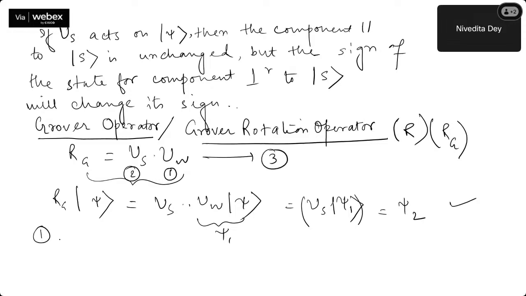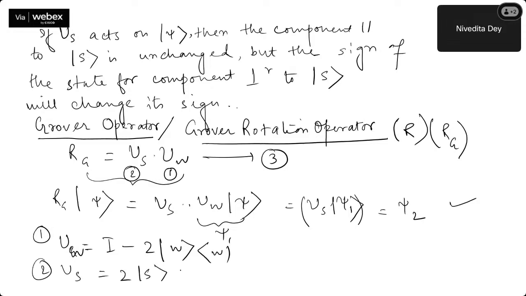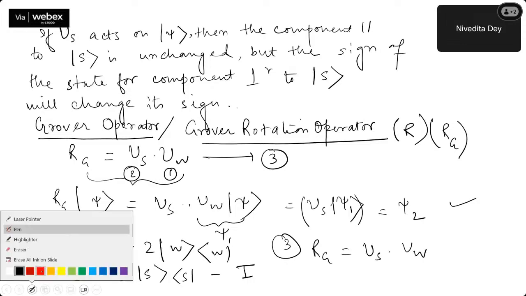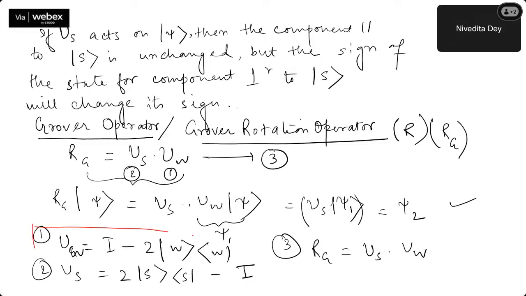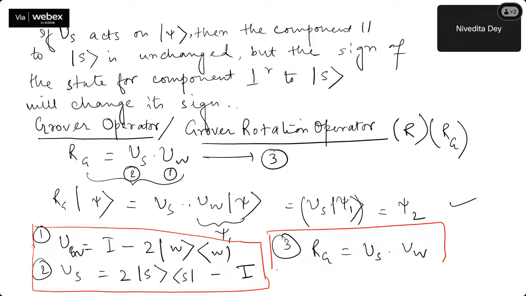So these are the three operators that we have. What is operator number one? Operator number one is UW, which is basically I minus 2 ket W bra W. Second is US, which is basically 2 ket S bra S minus I. And the third one is RG equals US into UW. All these things are the Grover equations, 1, 2, and 3.